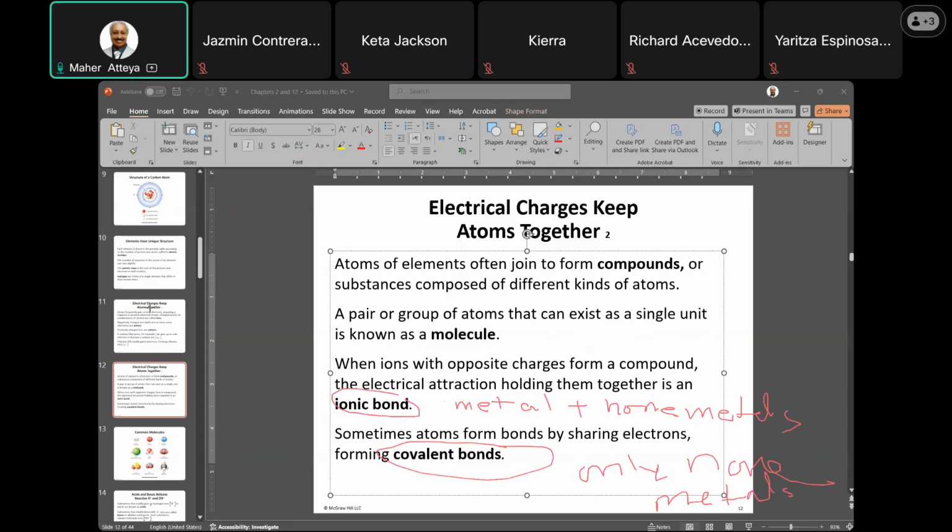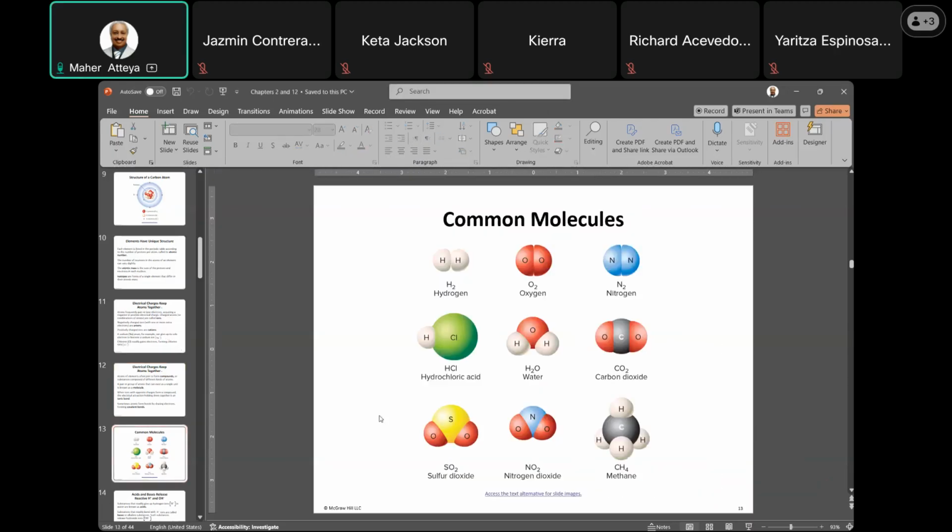Here are some examples of ionic compounds, as you can see. Are all of those compounds ionic? No. All those compounds you can see are covalent compounds, with covalent bonding inside them. So there is no metal here. Can you see a metal here? No, there is no metal here. All those are covalent bonds or covalent compounds.